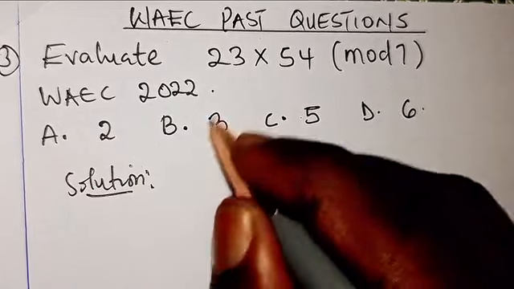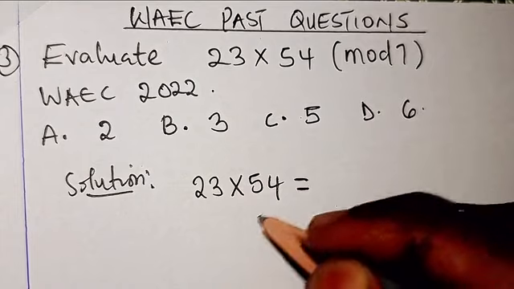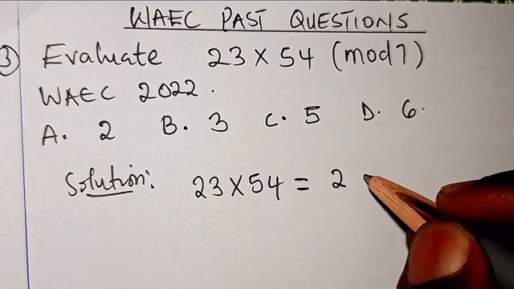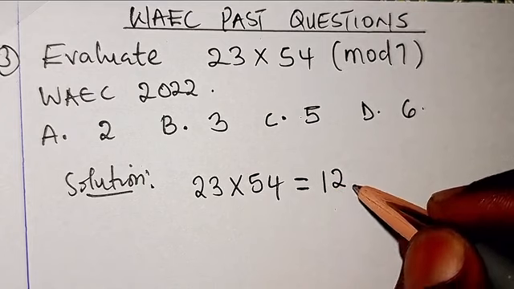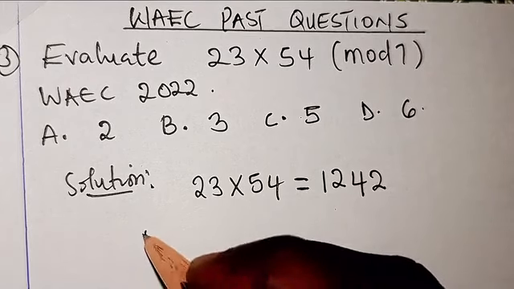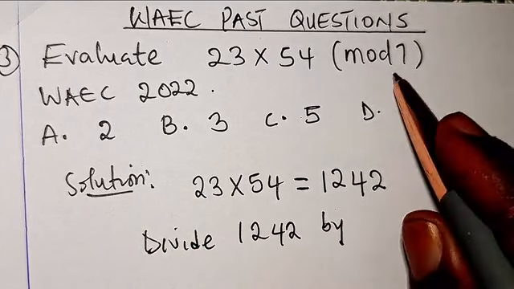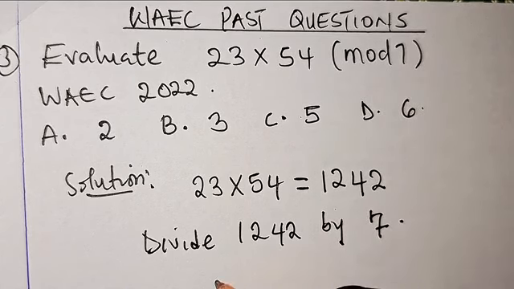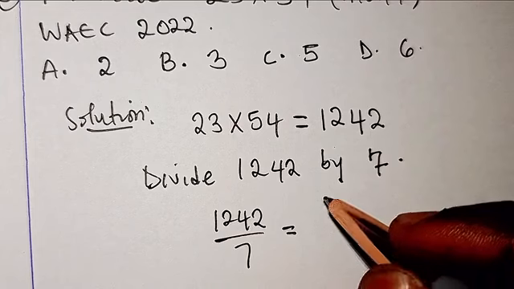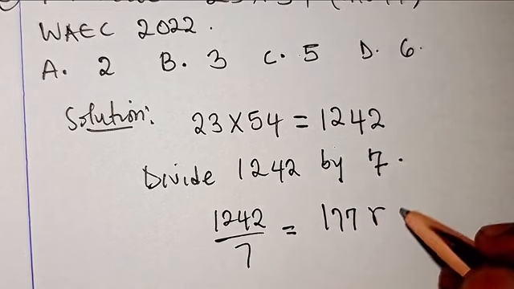What you do is multiply 23 by 54. You can see that 23 by 54 gives you 1242. So now what you need to do is divide 1242 by the modulus 7, that is by 7. When you say 1242 divided by 7, we are going to have 177, and then the remainder is going to be 3.